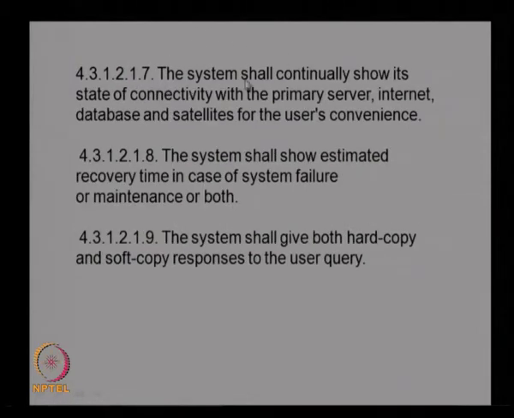And again, the system shall continually show its state of connectivity with the primary server, internet, database and satellites for the user's convenience. The system shall show estimated recovery time in case of system failure or maintenance or both. The system shall give both hard copy and soft copy responses to the user query, and depending on the response from the user, should give a hard copy or soft copy or both.